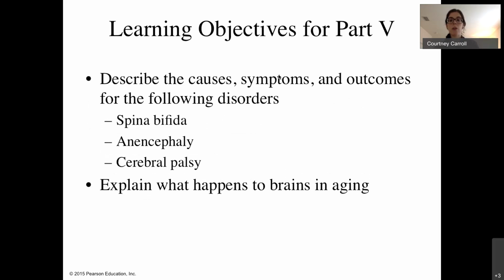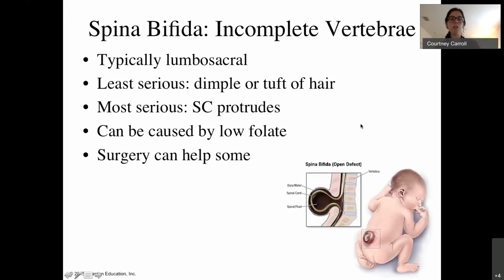We're now going to switch gears and we're going to move to development and disease. And we're going to learn the causes, symptoms, and outcomes for a few different developmental disorders. And then we'll end by briefly explaining what happens to brains with aging as we age. So the first developmental disorder I want to talk about is spina bifida.